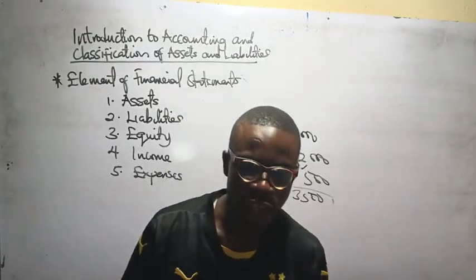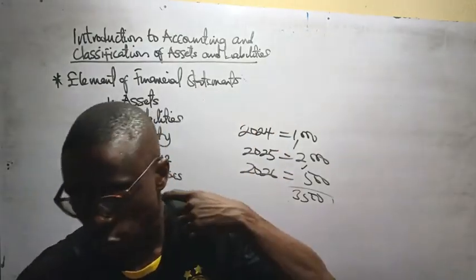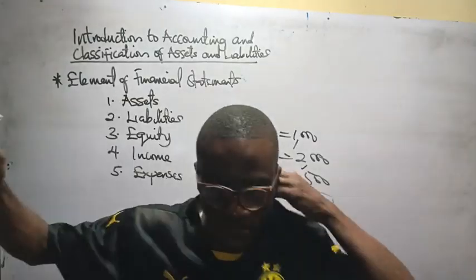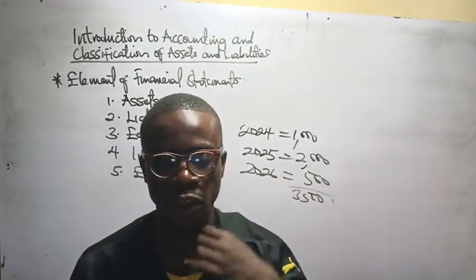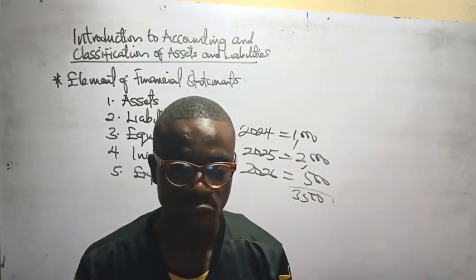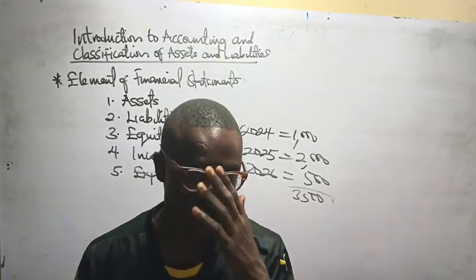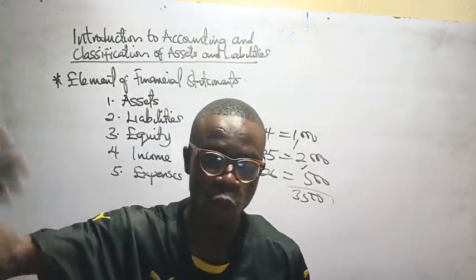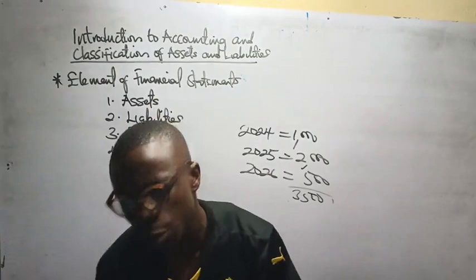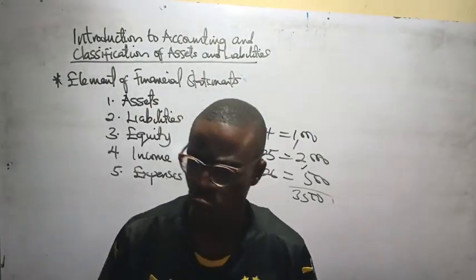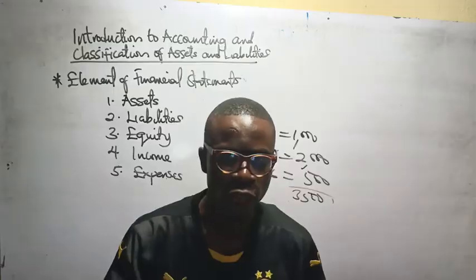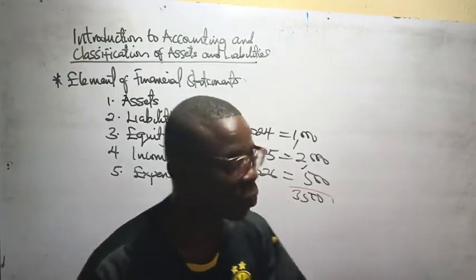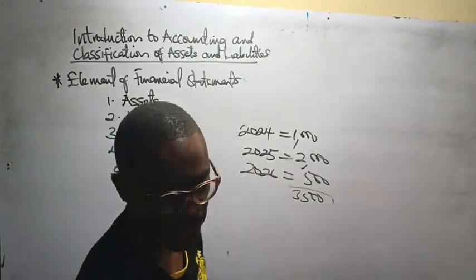Dividends is the reward of shareholders in a company. That's why you see that on an annual basis, companies declare dividends, and they pay dividends to the shareholders. Shareholders are the owners of the business, especially for public limited liability companies. So if they want to pay dividends to shareholders, they pay it out of retained earnings.